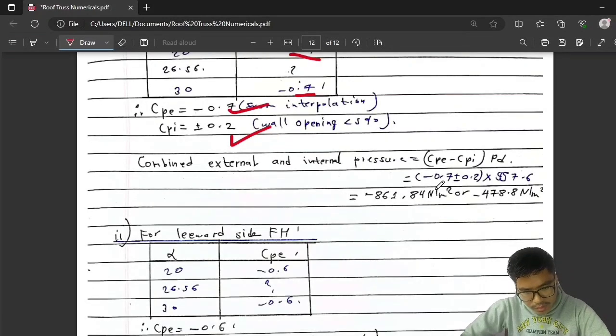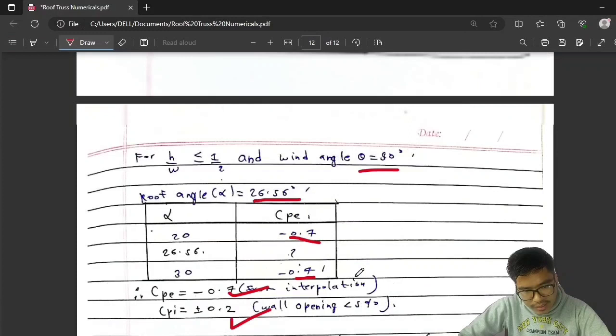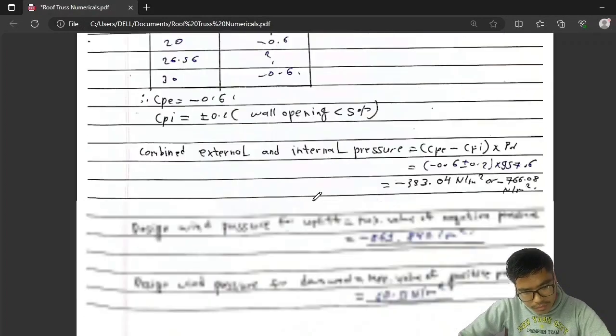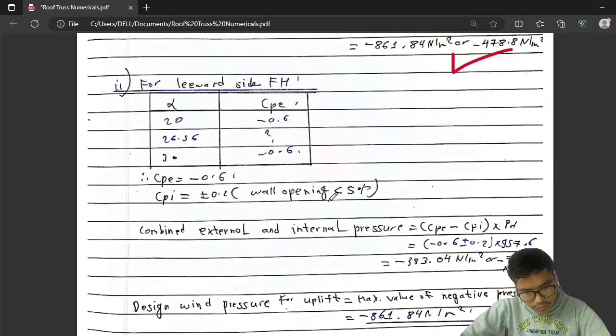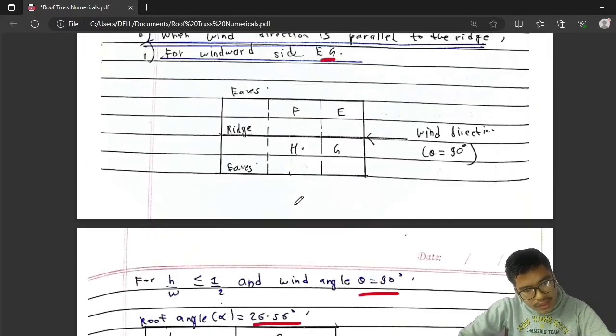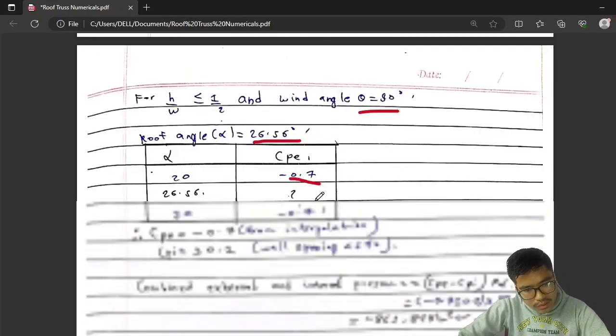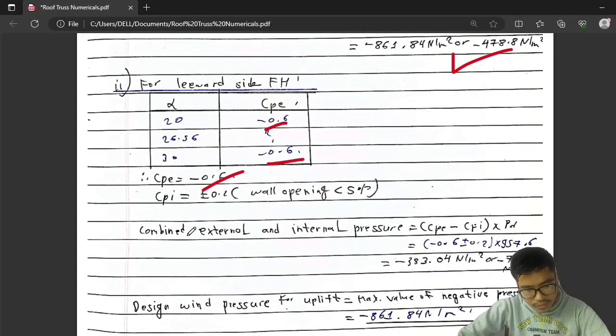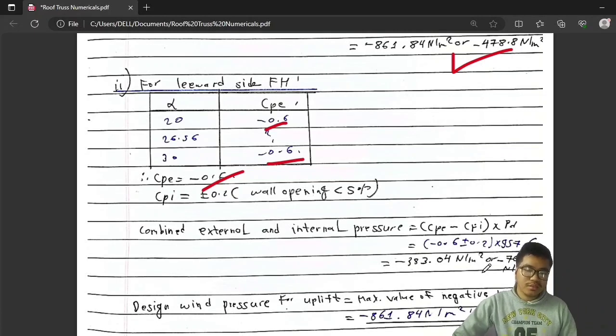So combined external pressure will be this. For leeward side, when wind blows from here, the leeward side will be this side, which is FH. Leeward side is this FH. So the value between minus 0.6 and minus 0.6 is of course minus 0.6. So combined external and internal pressure is this.